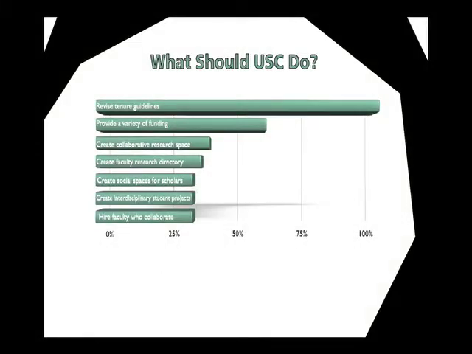100% said revise the tenure guidelines to reward creativity and encourage collaboration. 60% yes on seed funding, 40% more space for collaborative research, nearly that for a searchable faculty research directory, kind of a match.com for faculty. Social spaces at 34%, as were incentives for graduate students and hiring faculty with a history.